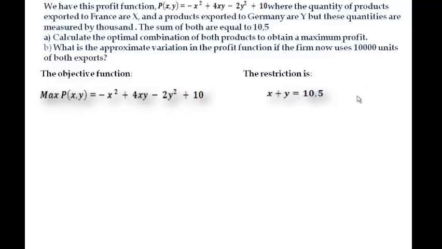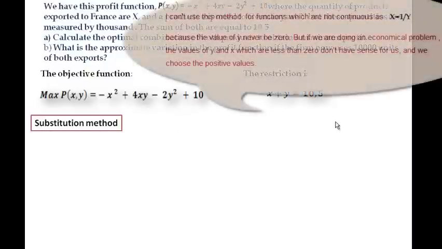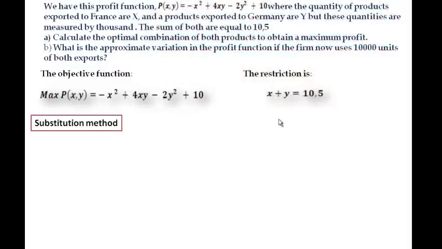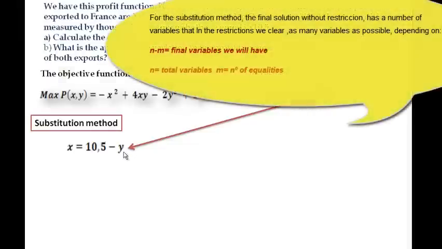Now it's time to solve the problem, because we have the data we need perfectly clear. We can use the substitution method, because the restriction is a linear function. This method consists of transforming the initial problem with restrictions into a problem without restrictions, which we already know how to solve. How we can do it is easier. We work out one of these variables, for example, x. Now we have the value of x depending on y.